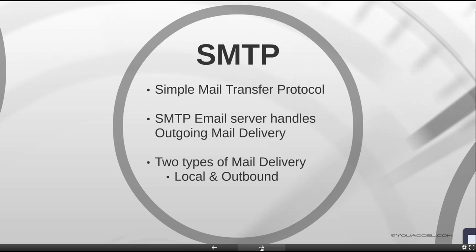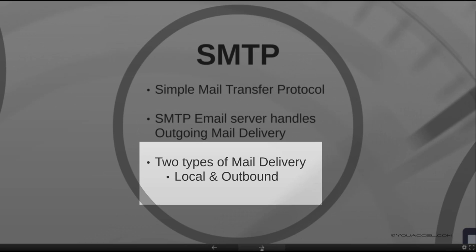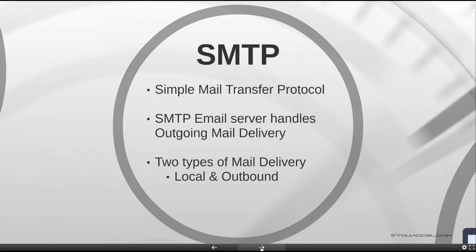It's important to note that there are two types of email exchange scenarios. First, the sender and receiver are exchanging emails originating from the same domain. So, for example, Jane@gmail.com is sending an email to Joe@gmail.com. This is known as local mail delivery.